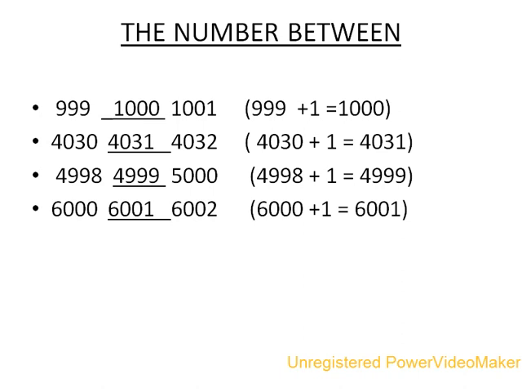4998. You add 1, you will get 4999, which is the number between 4998 and 5000. 6000. The successor of 6000 is 6001 and it is the number between 6000 and 6002. In this way, you can find the number between.